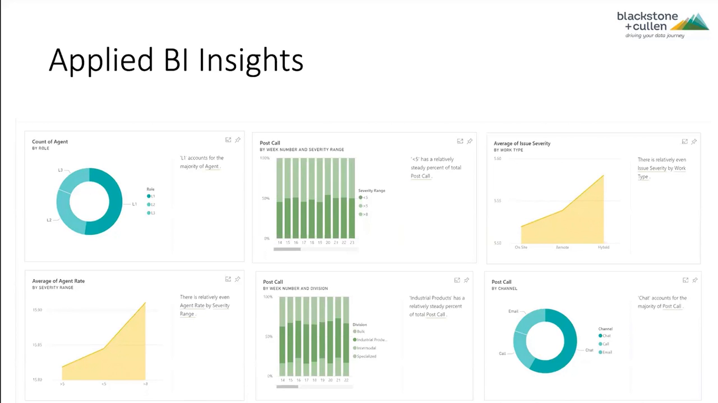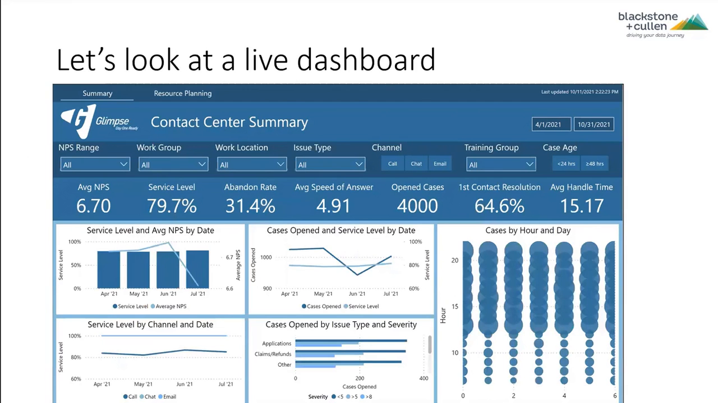So these are things that just jump out, where there are important factors and unimportant factors. These are even called out here. For example, on the issue severity, it says there's relatively even issue severity by work location. So that tells us we're not really having one problem at home and one problem on site. So that's good to know, so we can exclude that from our concern, and then we can look for things that do have impact. So now let's take a quick look at a live dashboard.